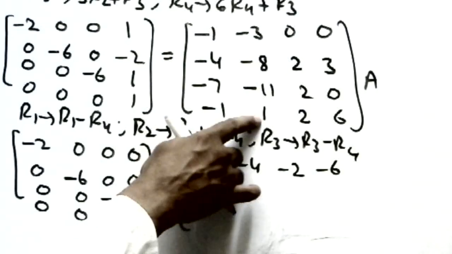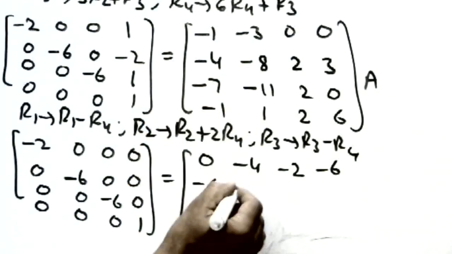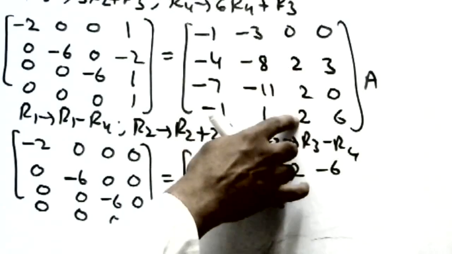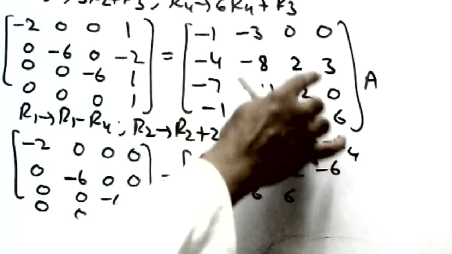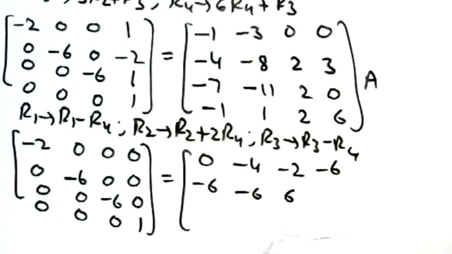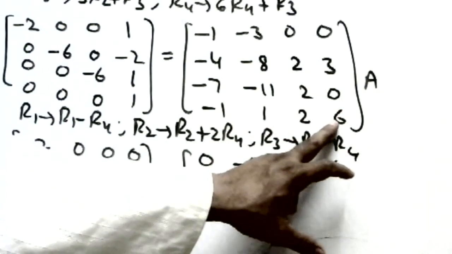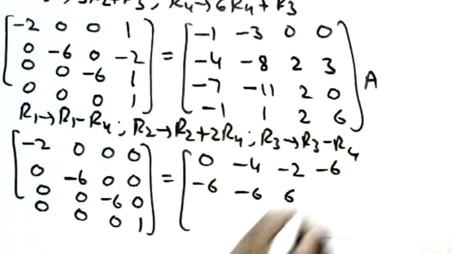R2 plus 2 R4. 2 ones are 2. Minus 8 plus 2 minus 6. R4 plus R2 plus 2 R4. 2 2s are 4. 4 plus 2 is 6. R4 plus R2 plus 2 R4. 2 6s are 12. 12 plus 3 is 15.